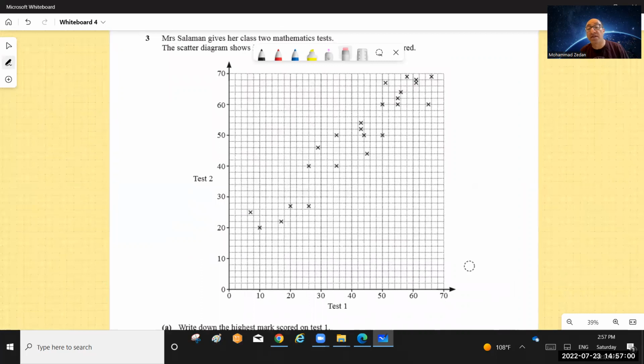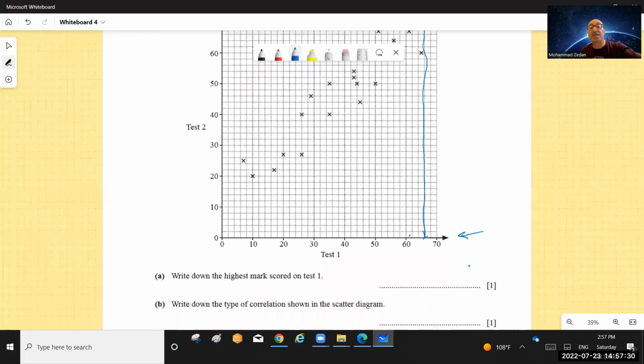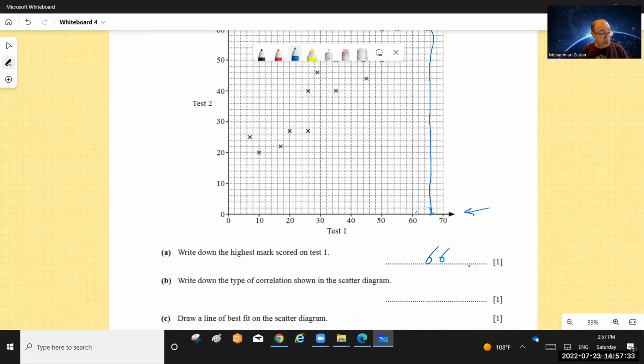The question: write down the highest mark scored on test 1. Test 1 is this, this is the test 1 here. The highest mark here, this one, no, this one. This is the highest mark. Just draw a line from this point, go down, or you can use a ruler, until this point. Each division here represents 2 units, okay? So it's 66, the highest mark in test 1.